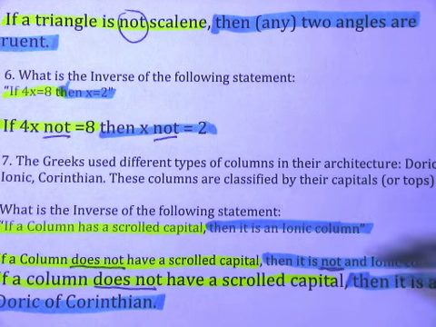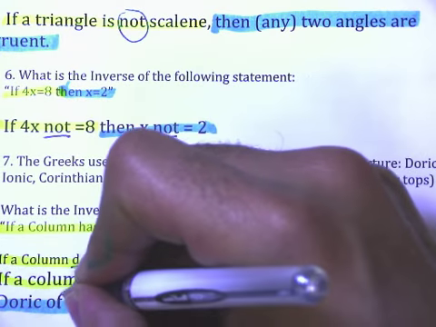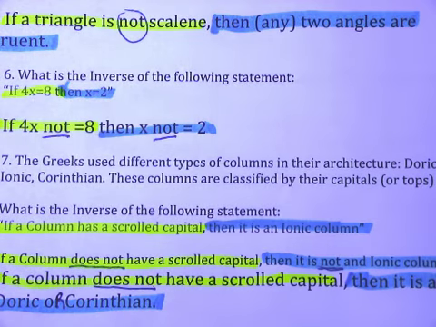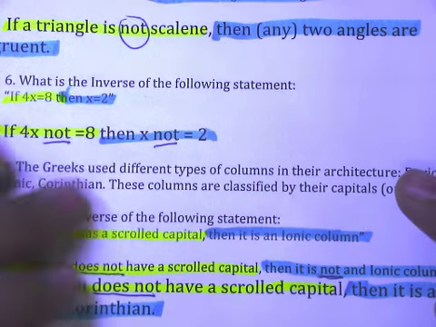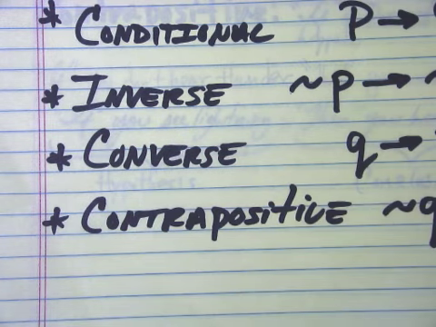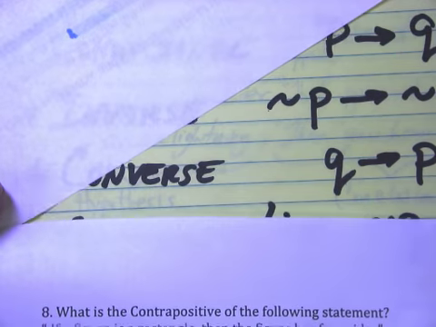Again, if you put this as your answer, that's correct. But you can only come to the logical conclusion then that if it's not Ionic, then what is it? Then it is Doric or what? Or Corinthian. Then it is Doric or Corinthian. And this will be one of the choices that they have on the examination.